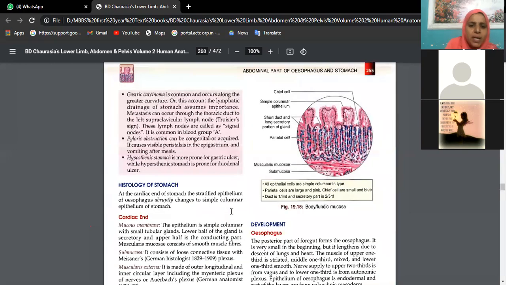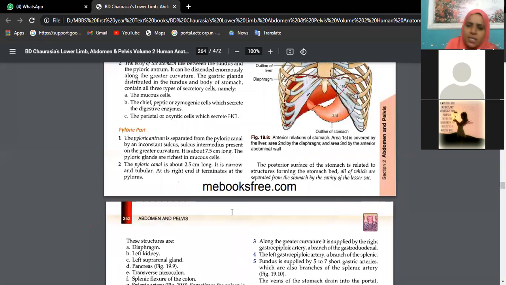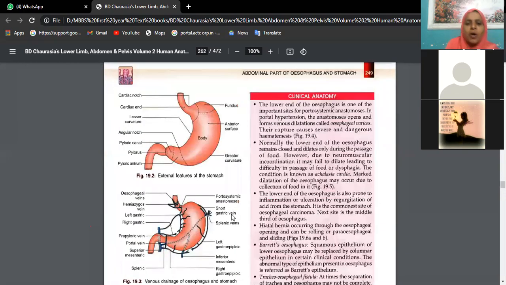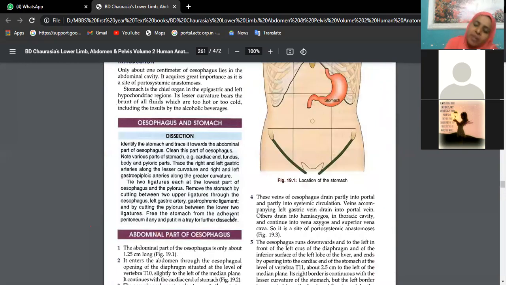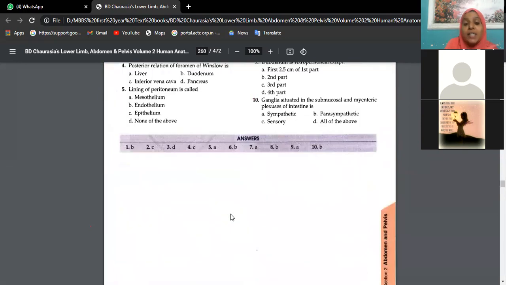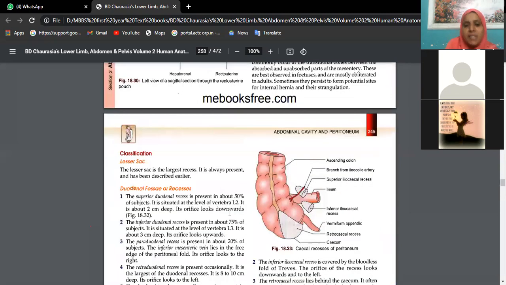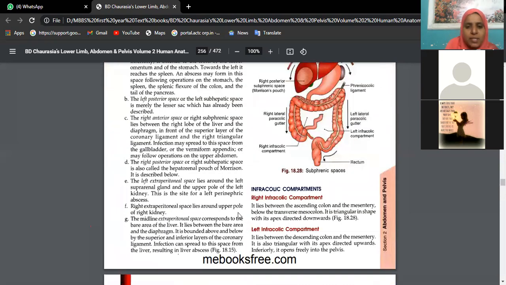If it is from the greater curvature, you call it the greater omentum. From the lesser curvature, you call it the lesser omentum. Very good. So you are to the point. The area in front of the greater and lesser omenta is actually the greater sac, and the area behind the stomach is the lesser sac. I'll show you with diagrams, you will understand better.